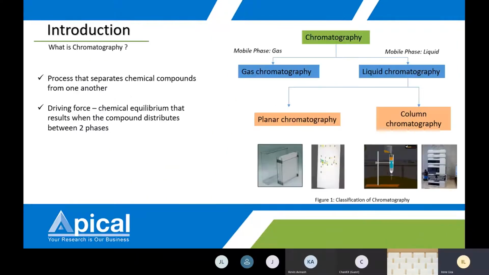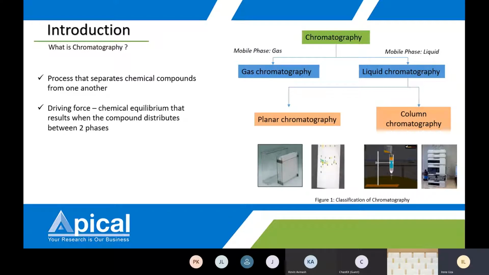So let's start with our introduction. What is chromatography? Chromatography is a process that separates chemical compounds from one another. It is a driving force for chemical equilibrium that results when two compounds are distributed between two phases. If you see on my right, there are two types of chromatography that are quite popular in the field, which are gas chromatography as well as liquid chromatography.